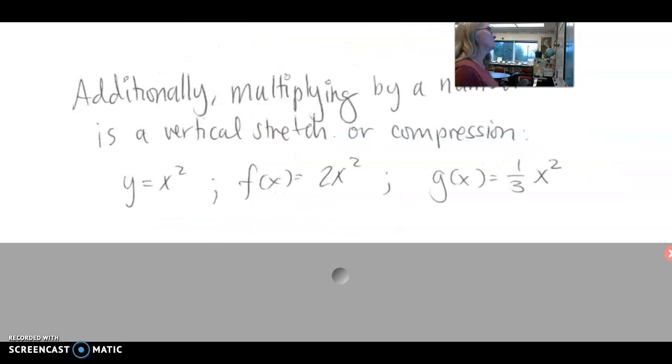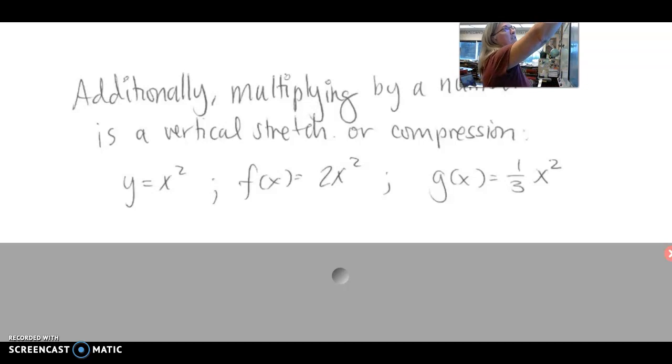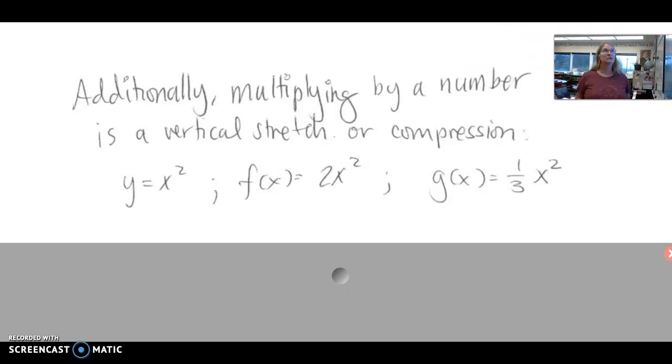Okay, and then also we looked at this a little bit with linear functions. When I multiply by a number, it is a vertical stretch or compression. It's going to take the y-coordinates, and in this case, if I have y equals x squared, the parent function, if I multiply by 2, instead of it being the parent function shape, all of those y values are going to double because I'm multiplying by 2.